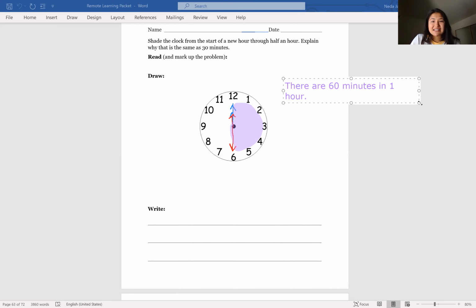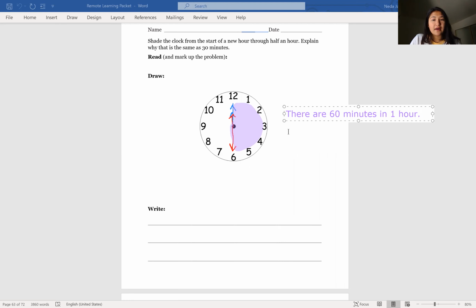Since there are 60 minutes in 1 hour, half of the number 60 would be the number 30. That's right. We know that because in a clock, for example, where there are 60 minutes that are represented, halfway through that clock, we get to 30 minutes that have been passed. So that means there are 30 minutes in half of an hour.